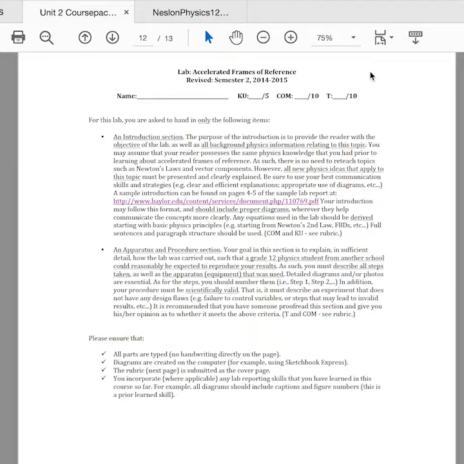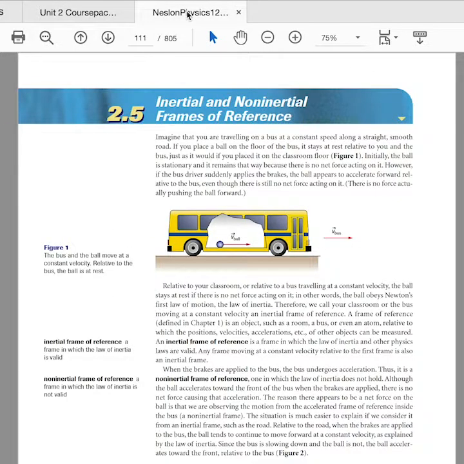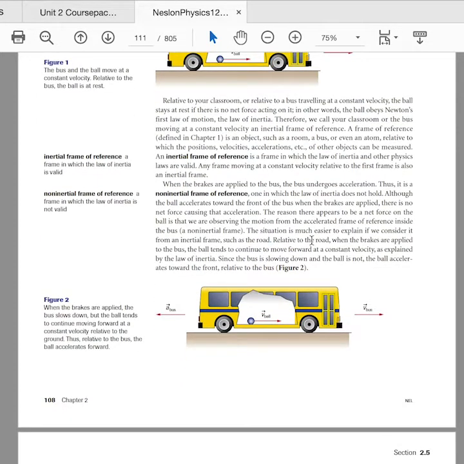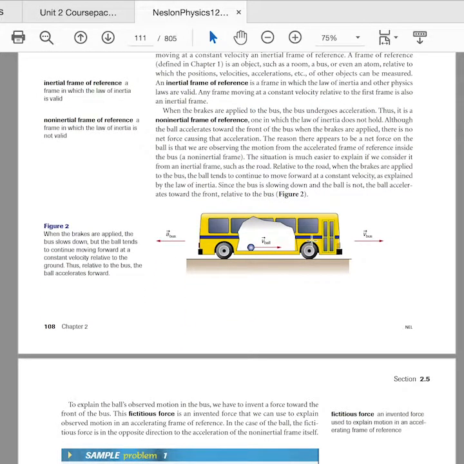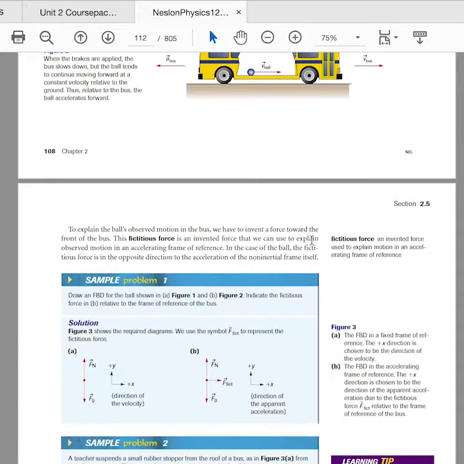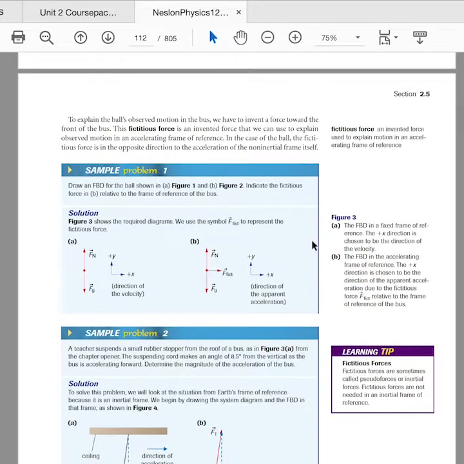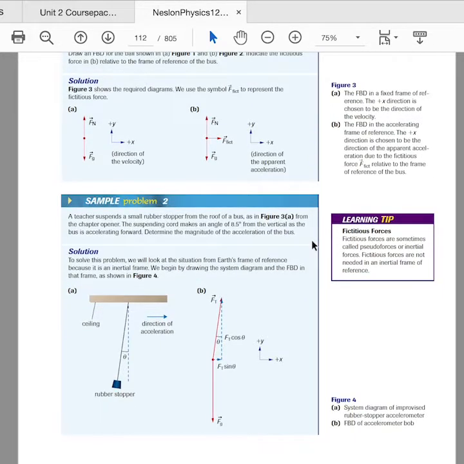So I'm going to leave this for a moment, and I'm going to jump into the textbook to section 2.5, which is where the topic of inertial and non-inertial frames of reference or accelerated frames of reference was introduced. You'll recall in class, we talked about the two different kinds of frames of reference that you never knew existed up until now. And we also talked about these strange forces called fictitious forces. We drew free body diagrams, and we even did a sample problem.